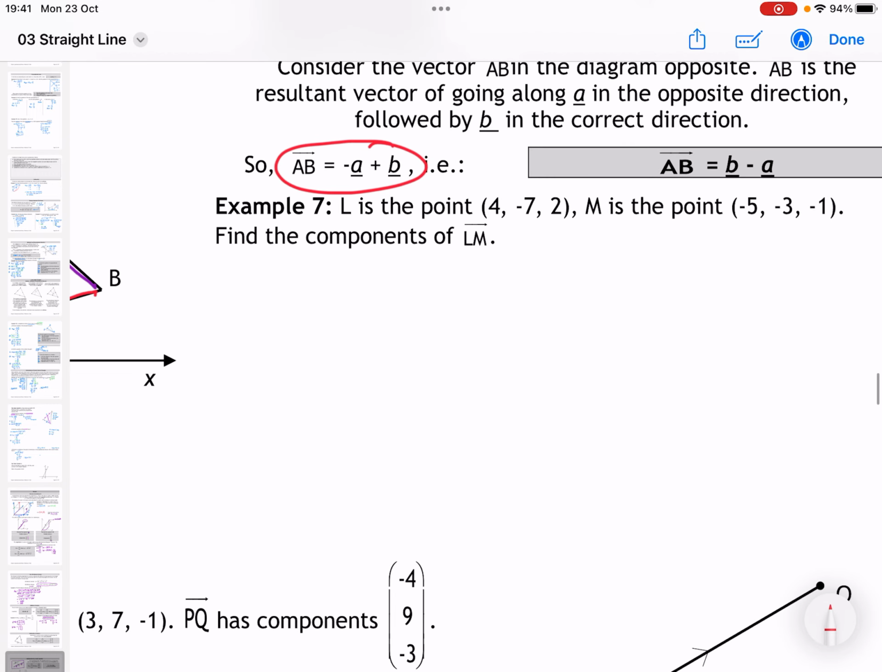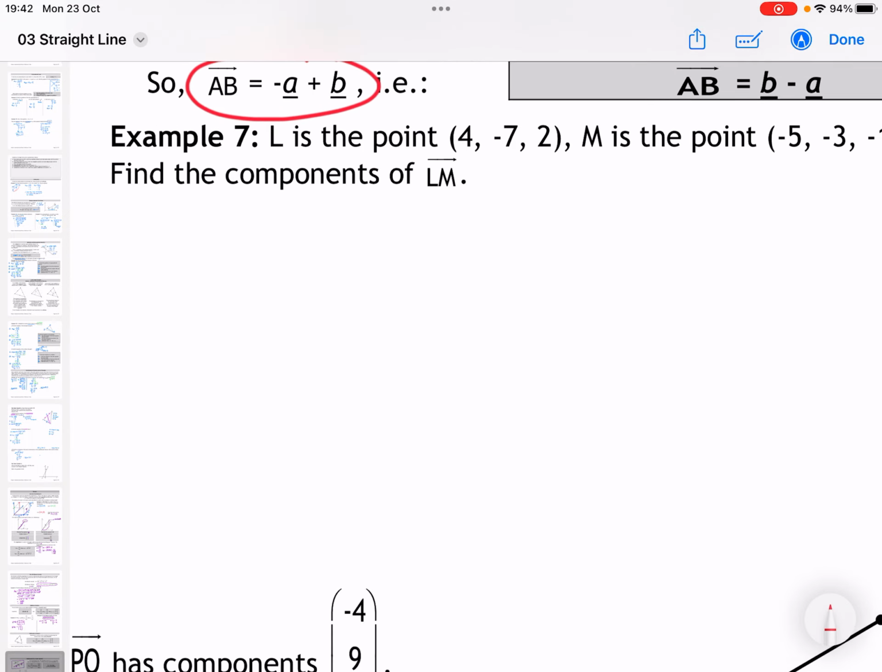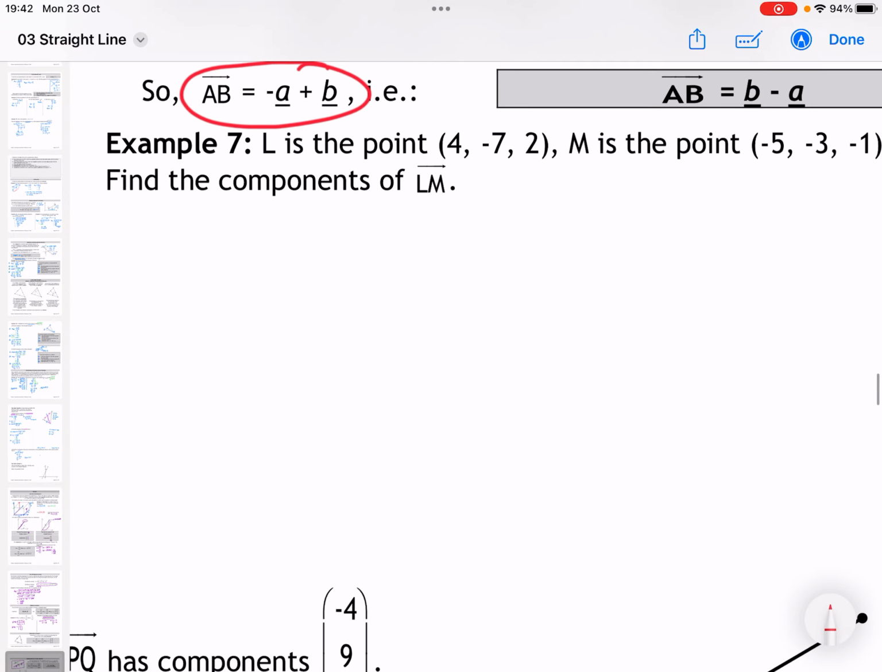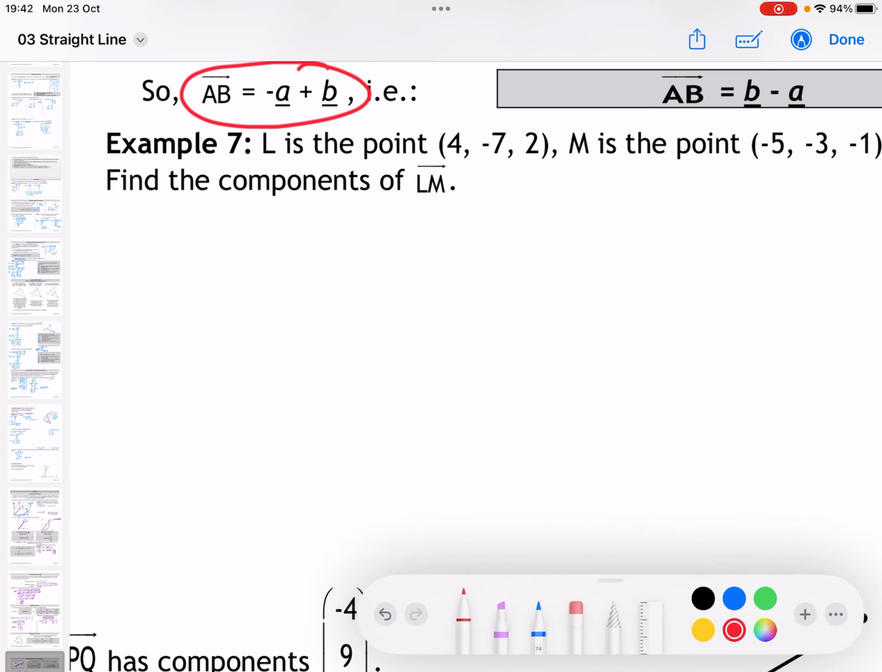So in order to find the components of the vector connecting two coordinates, we do the second coordinate minus the first. In this example, example 7, we are working out vector LM.